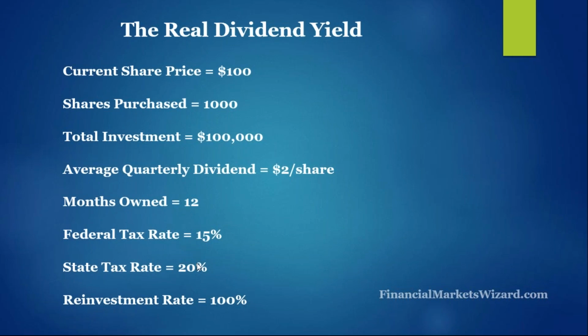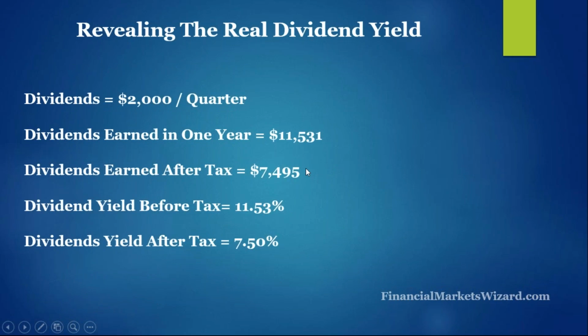So your dividend yield could be less than what you think you will get because of the effect of tax. So with dividends, suppose you get $2,000 per quarter because of $2 per share. But it's not $8,000 because you're reinvesting the dividend. The dividend you will earn is $11,500, but after tax you will get only $7,500.